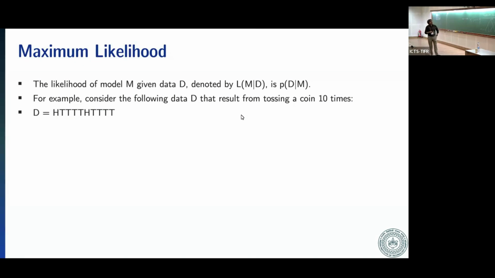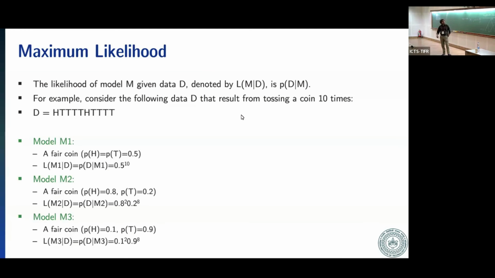So let's take a very simple example. Let's say we have this data set where you are tossing 10 different coins. This is the outcome: head followed by 4 tails, another head followed by 4 tails. Let's say you have 3 different models, M1, M2, M3. M1 assumes a fair coin, head and tail equally probable. M2 says it's a biased coin, probability of head is 0.8, probability of tail is 0.2, and M3 says probability of head is 0.1, probability of tail is 0.9.